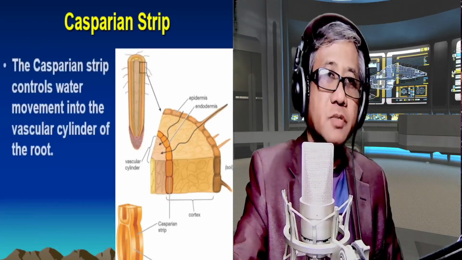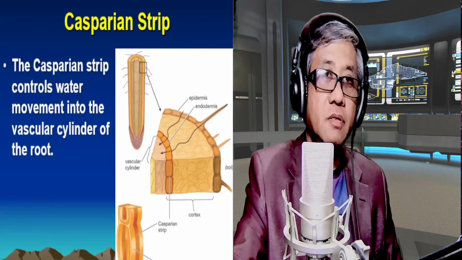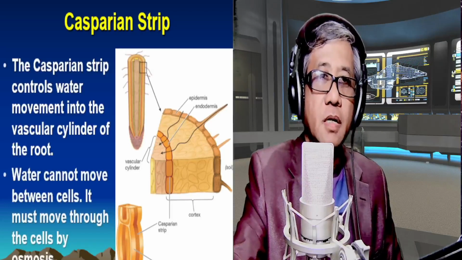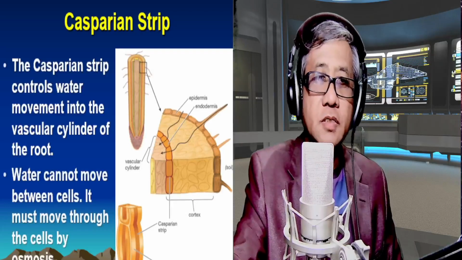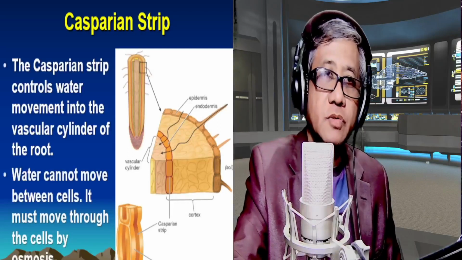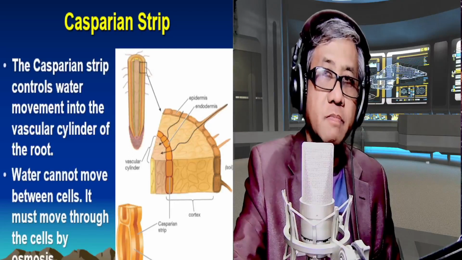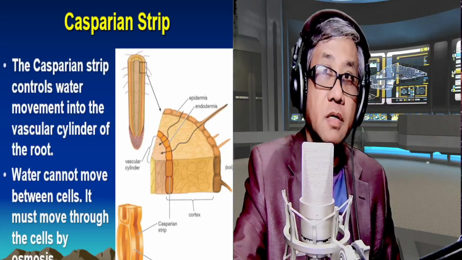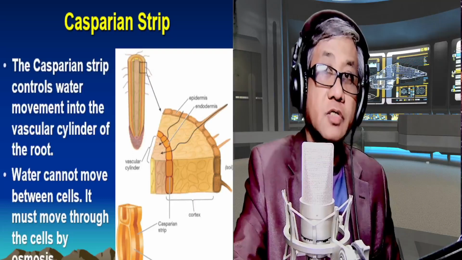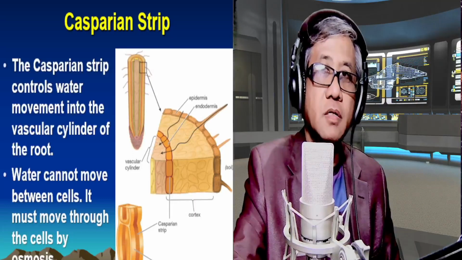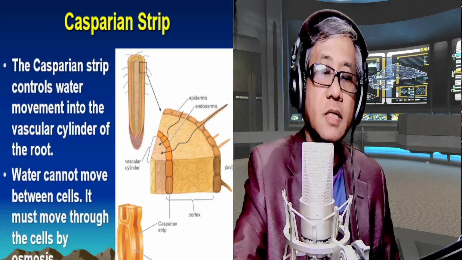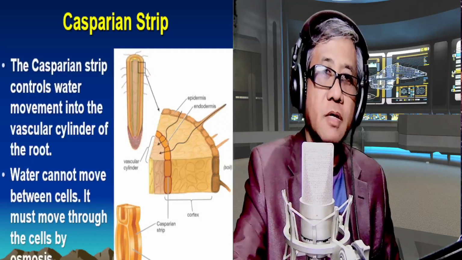Okay, the Casparian strip, as we mentioned earlier, controls water movement into the vascular cylinder, and water cannot move between cells. It must move through the cells by osmosis. So the Casparian strip is very important in regulating the flow of water through the root tissues. The Casparian strip is made up of suberin. It's waterproof and it prevents the water from entering the endodermis via the apoplastic pathway.